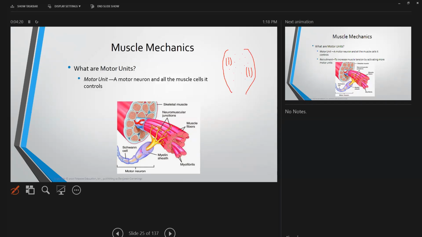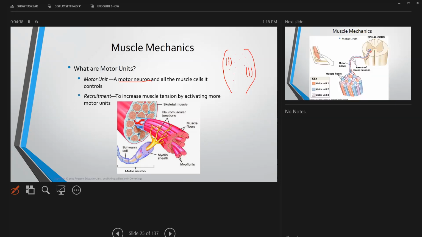So that's how that tissue type is innervated by these motor units that tell it to turn on or turn off. A motor unit is defined as the motor neuron and all the muscle cells that it controls. So you've got this motor neuron and all the muscle cells that are controlled by that motor neuron. Recruitment is to increase muscle tension by activating more motor units.